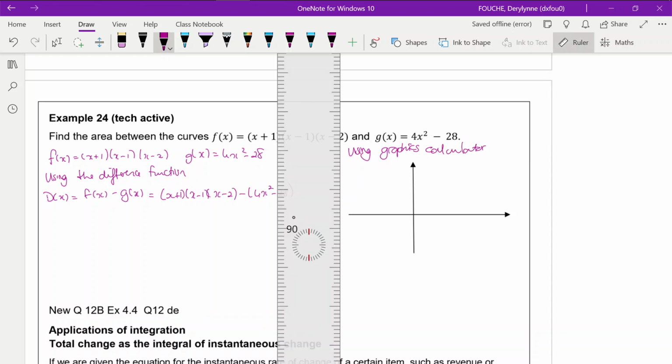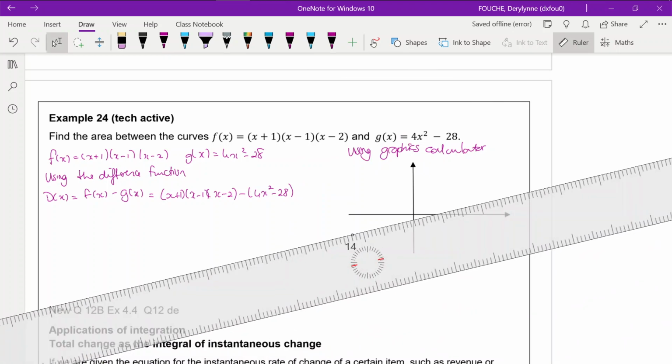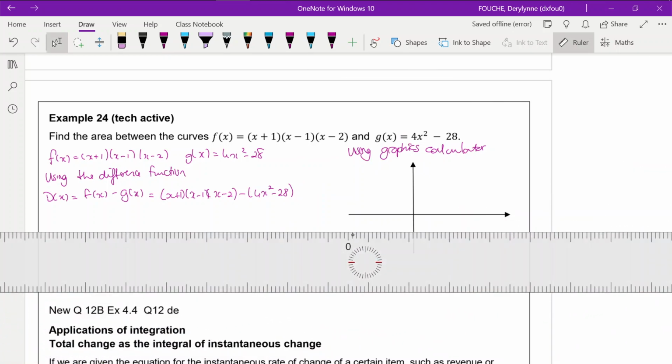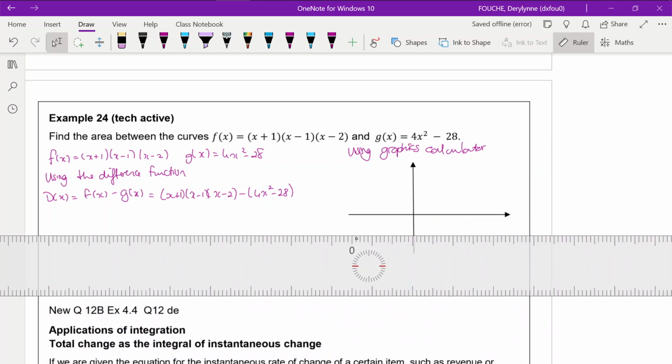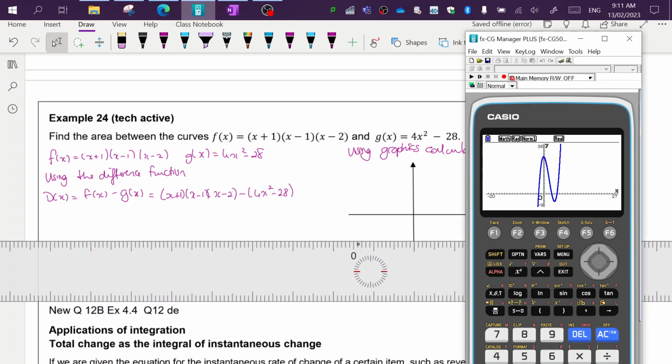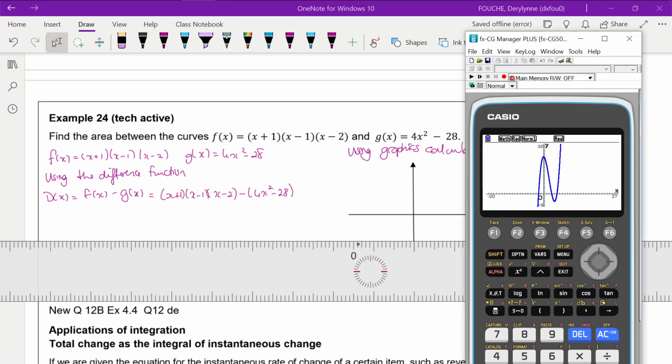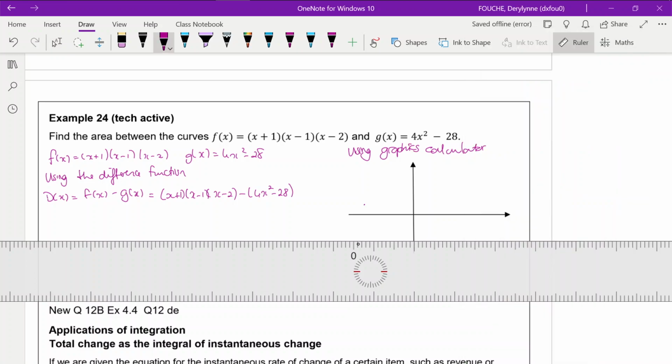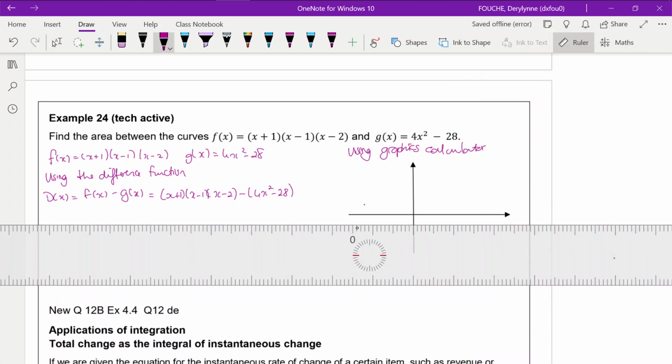Alright, and then we're going to say, using graphics calculator, and this is a sketch. It is a neat sketch, but all you're actually interested in are your x-intercepts, okay? And you're going to find that by on your calculator going g-solve roots, and we're going from -2, 3, and then 5.